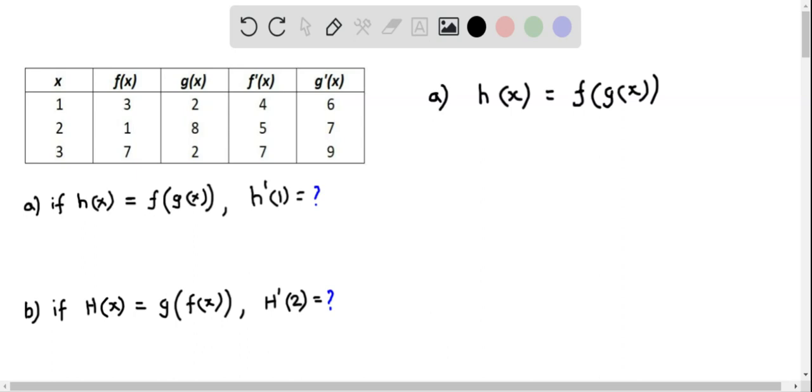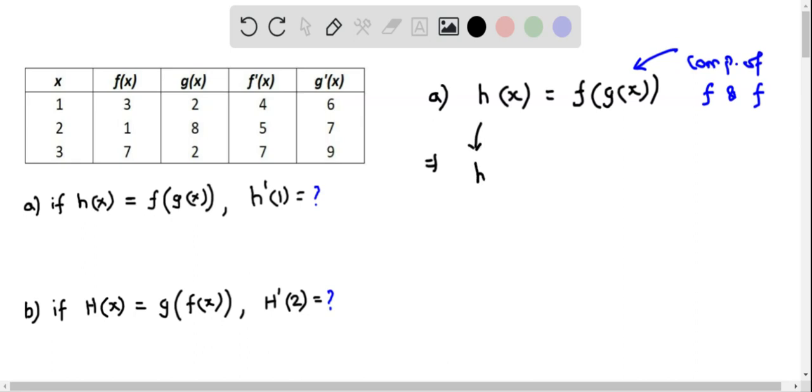We have been given h of x equals f of g of x. So basically, this is a composition of functions f and g. When we find the derivative of a composition of functions, we have to apply the chain rule. So let me do that here.